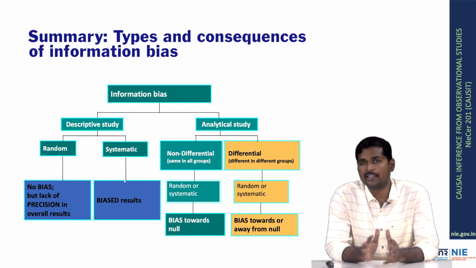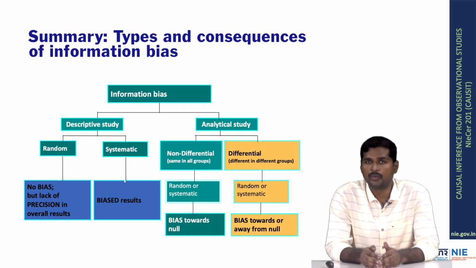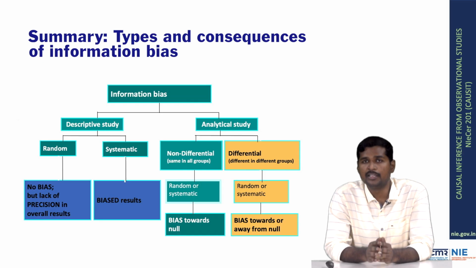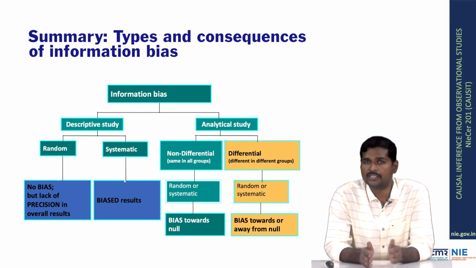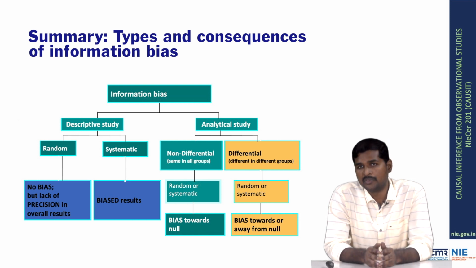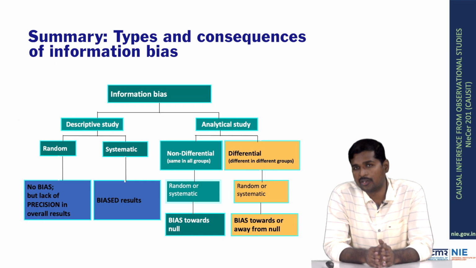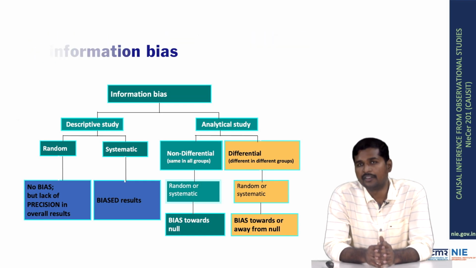In analytical studies where there are two group comparisons or more than two group comparisons, we saw that misclassification can lead to either non-differential bias or differential bias. Non-differential bias means error in measurement is uniform in all groups. So irrespective of whether it is a case or a control or an exposed or an unexposed person, the error is going to happen. So in that case, the error may be random or systematic and the bias will be towards the null. If you are going to introduce differential misclassification or differential error in the measurement of exposure or outcome in different groups, then again there may be random or systematic error, and this is going to lead to a bias towards or away from the null because the direction of bias cannot be predicted in a differential situation.